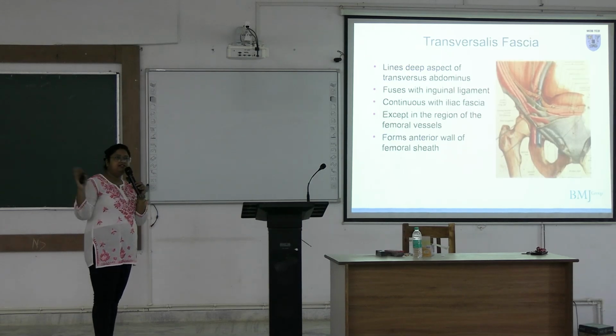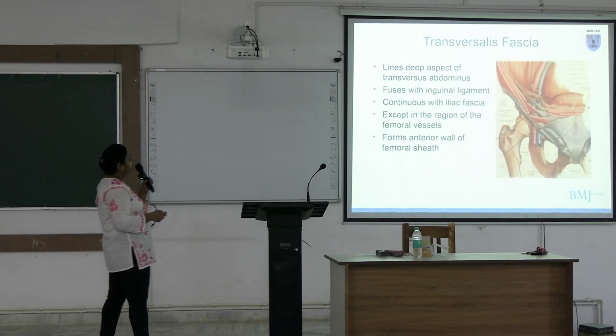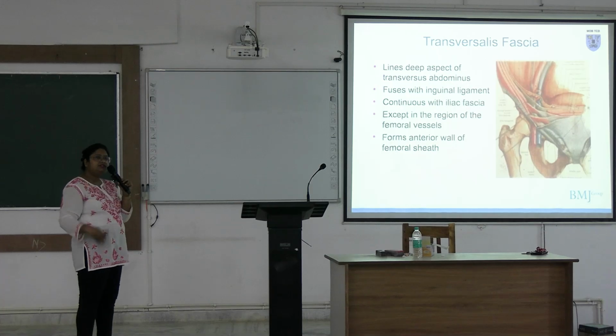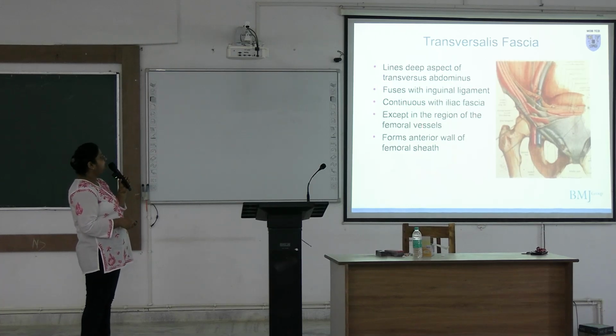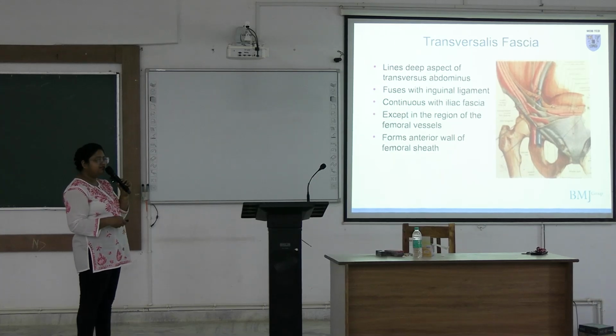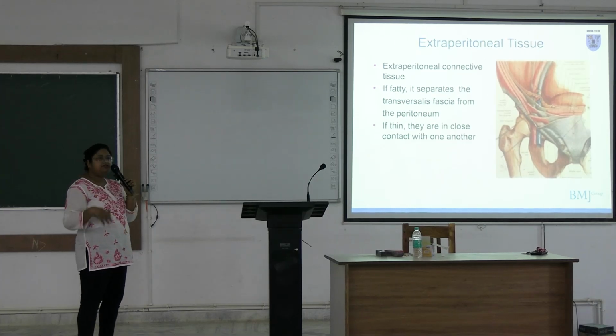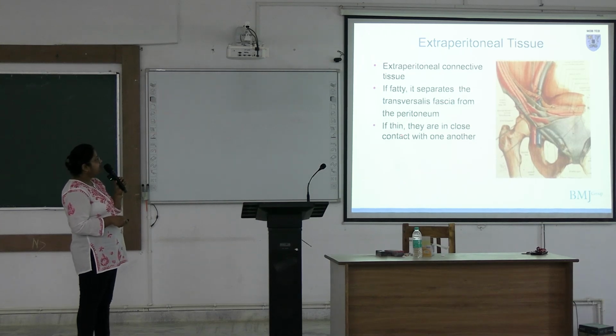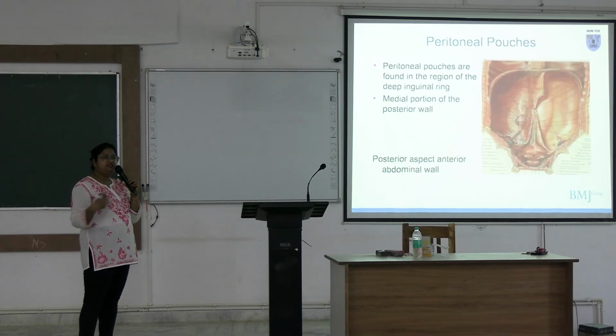Next, deep to the transversus abdominis is the fascia transversalis. It lines the deeper aspect of transversus abdominis, fuses with the inguinal ligament, is continuous with fascia iliaca, which is covering the iliacus muscle, and except in the region of femoral vessels, it forms the anterior wall of the femoral sheath. Next, deep to it is extraperitoneal fatty tissue. It is a connective tissue layer. It is fatty, and separates the fascia transversalis from the peritoneum. If thin, they are in close contact with each other. Next, deepest is the peritoneum.